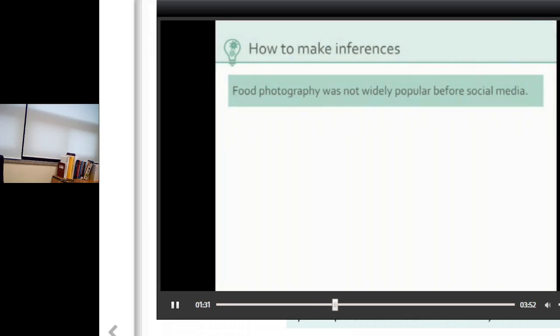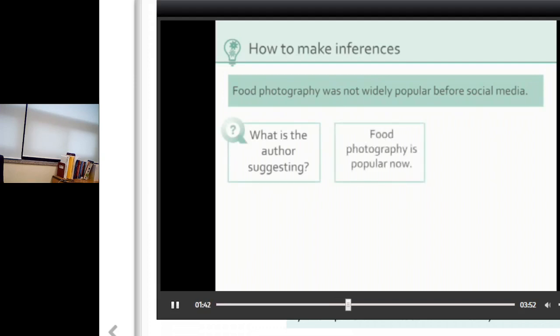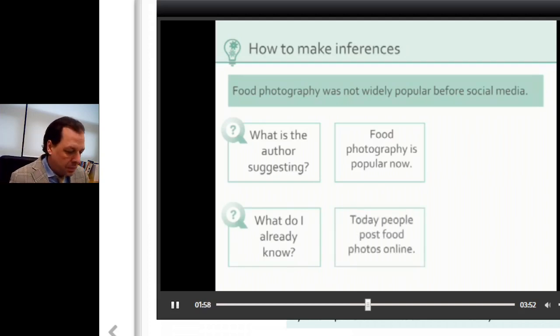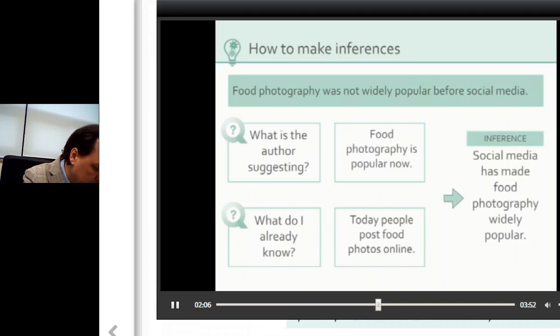Food photography was not widely popular before social media. First, ask yourself what the author is suggesting. That food photography is popular now. He also mentions social media. Then ask yourself what you already know about food photography and social media. You know that people like to post pictures of food on sites like Facebook and Instagram. Based on that, you can make an inference that social media has made food photography more popular.